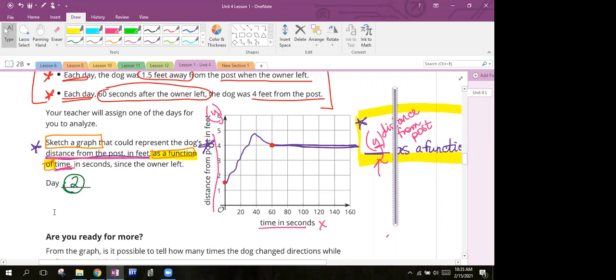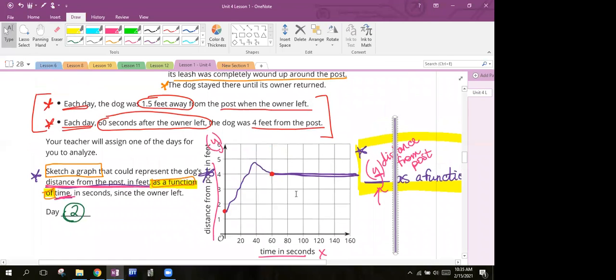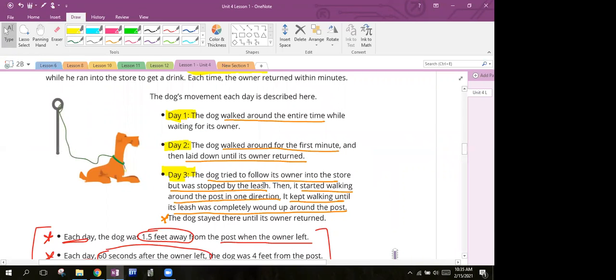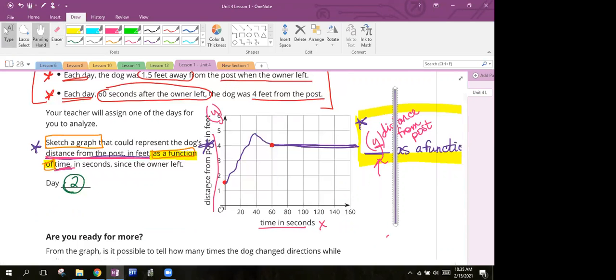Okay, so I'm going to give y'all a little bit of time. You can choose either day 1 or day 3, whichever one you want. Just because day 3 has more information does not mean it's any harder than the other ones. Okay, so go ahead and take a second. I'm going to give y'all about a minute to try that, and then we will talk about it together. Okay, let's look at it.